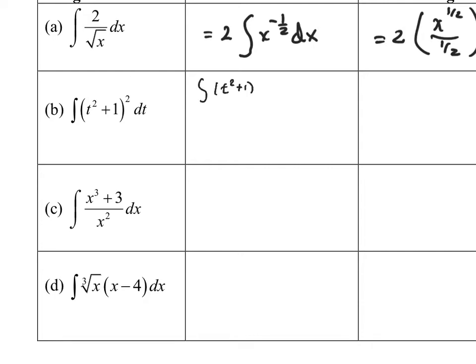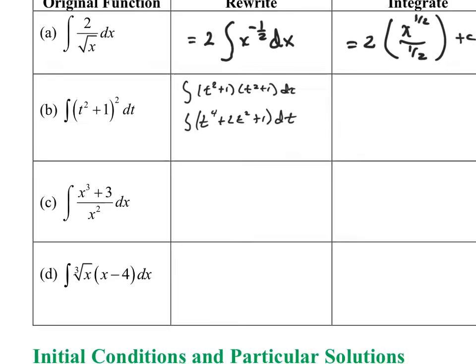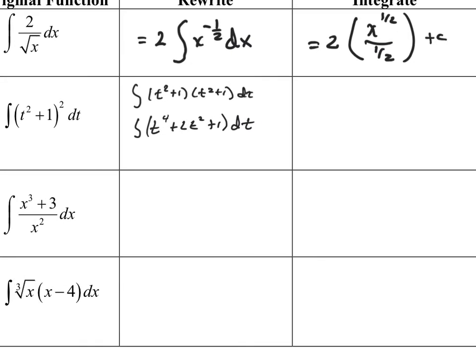Isn't this really t squared plus 1 times t squared plus 1 with respect to t? So wouldn't this really be the antiderivative of, well, t squared times t squared would be t to the 4th, and then you'd have plus 2t squared. Then you'd have 1 times 1, so that'd be plus 1 dt. So couldn't we just expand it and say this is the same thing as the antiderivative of t to the 4th plus 2t squared plus 1? Well, what do I do there?